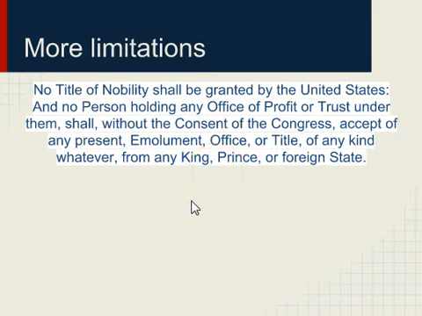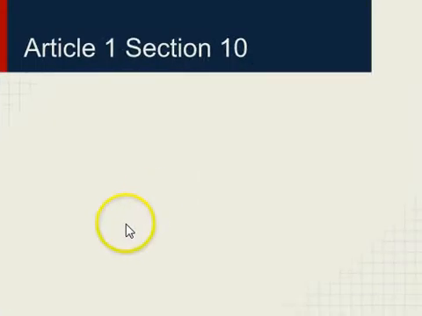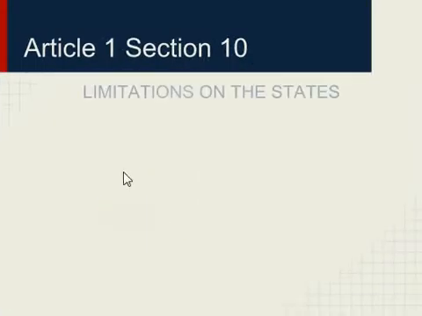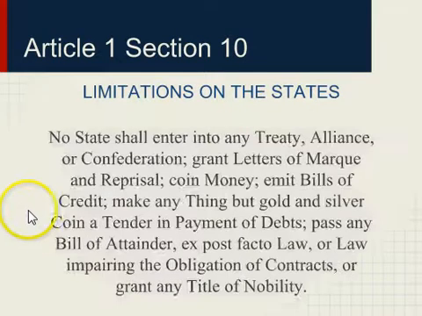They're limiting government. We're not going to have a king. We're not going to have princes. We're not going to have dukes. No titles of nobility in the United States. And if you're holding a federal office, nobody can give you a title from another country unless Congress agrees to it. Article 1, Section 10 is the limitations on states.